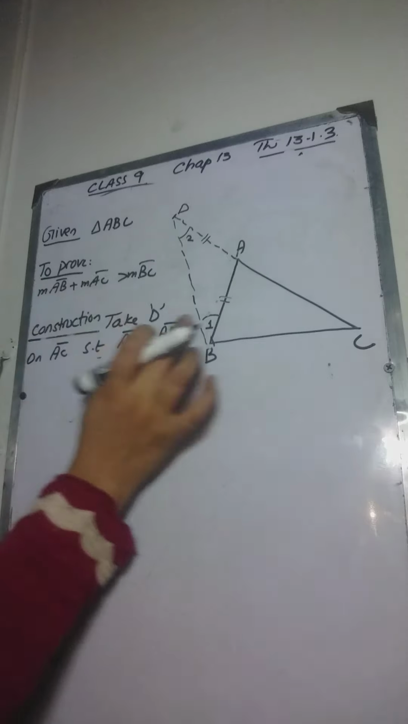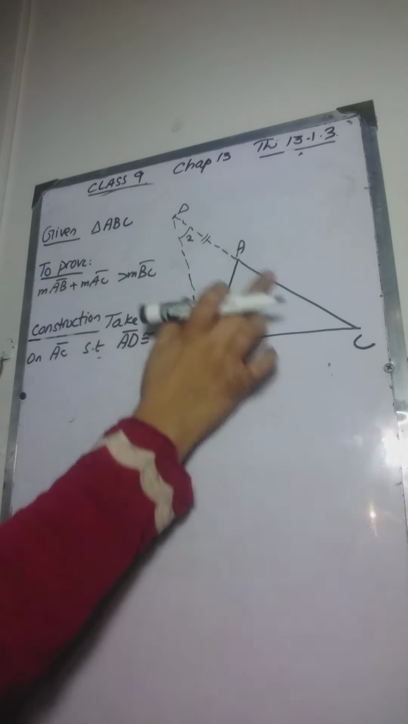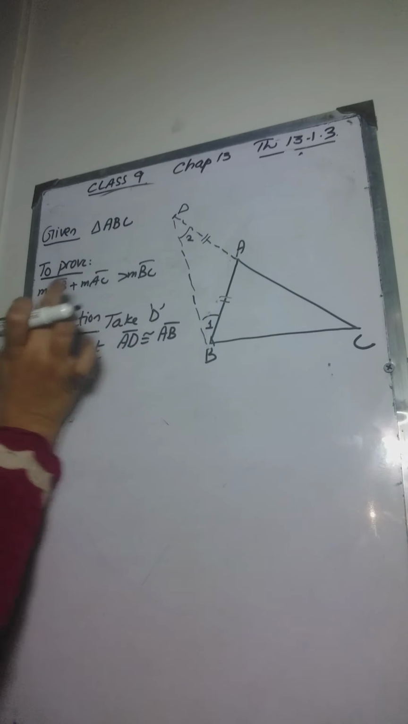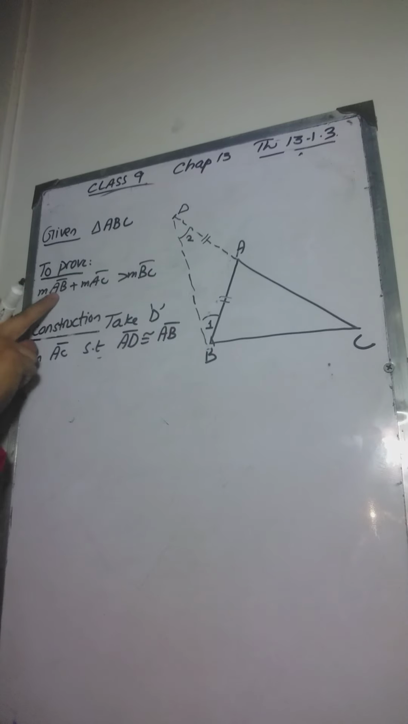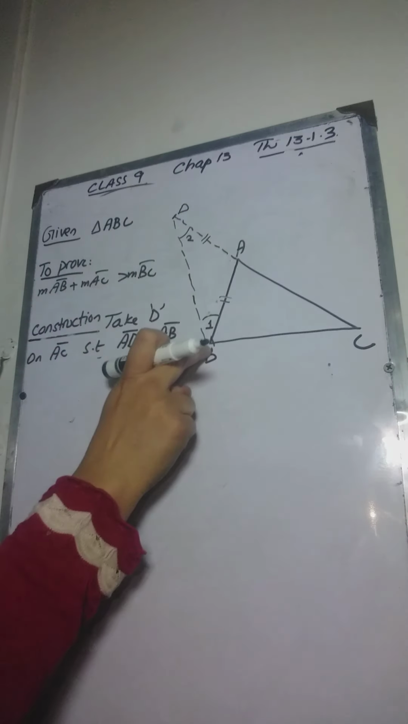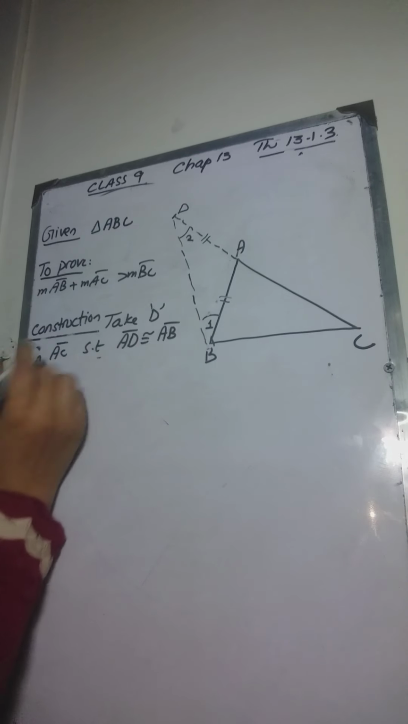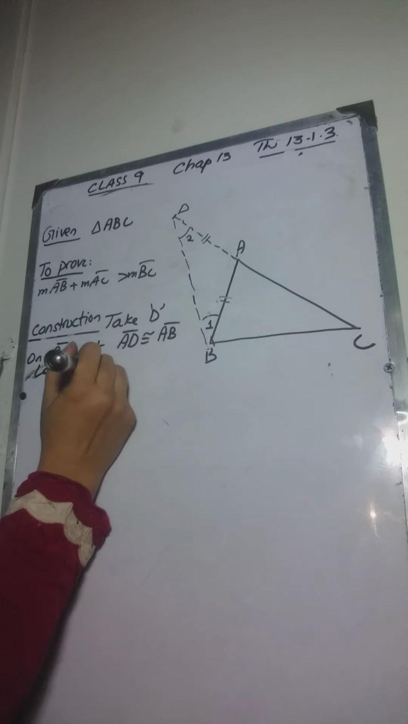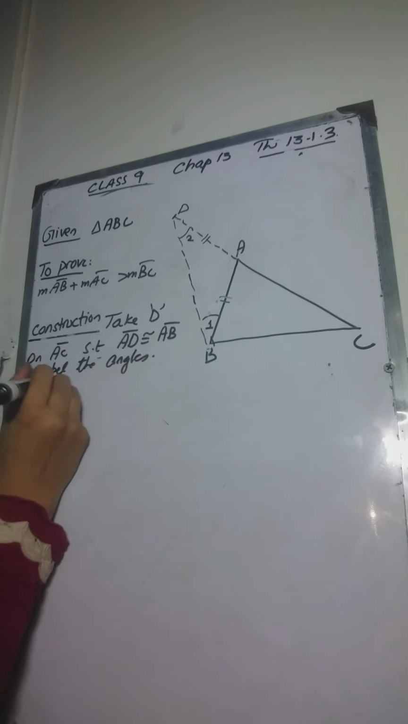So if you are trying to prove this for AB and AC, then you are going to extend one of these sides equal to the other one. For example, I have extended AC to an extent such that AD and AB are the same. Also label the angles and join D to B. Now let's start the proof.